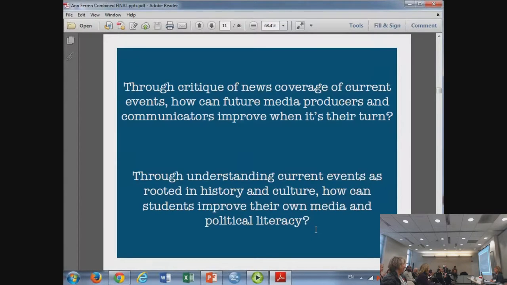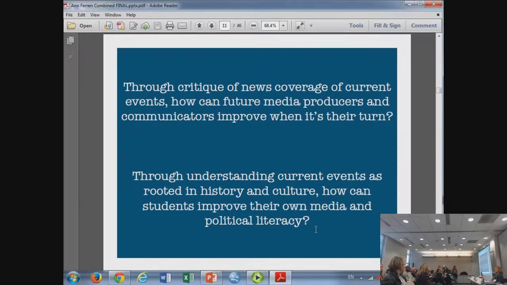But, okay, so who wants to read this first sentence for me? This is really the aim of my discussion today, and really the aim of how I use current events in my classes. So may I have a volunteer? Through critique of news coverage of current events, how can future media producers and communicators improve when it's their turn? Okay, and now, sorry, Lynn, feeling the pressure, a second volunteer for my second sentence.